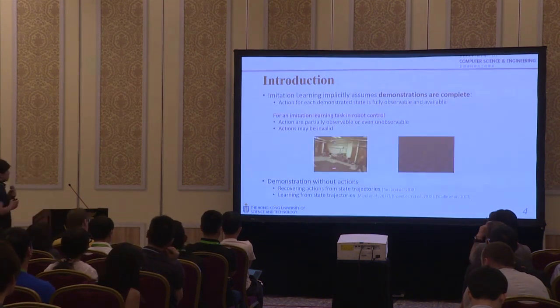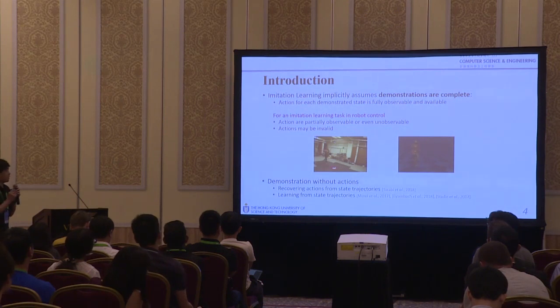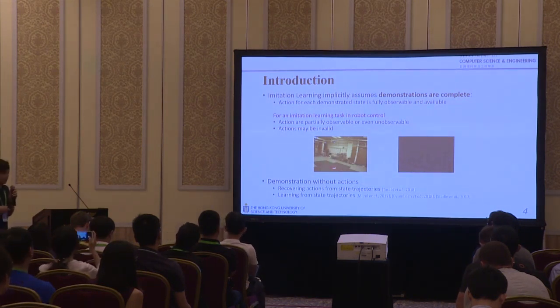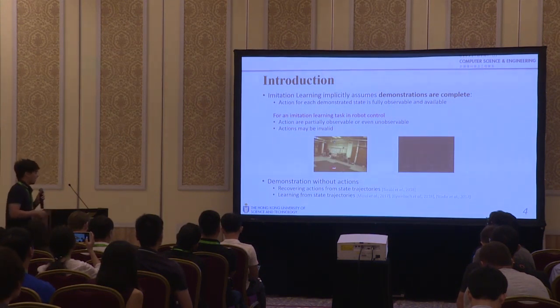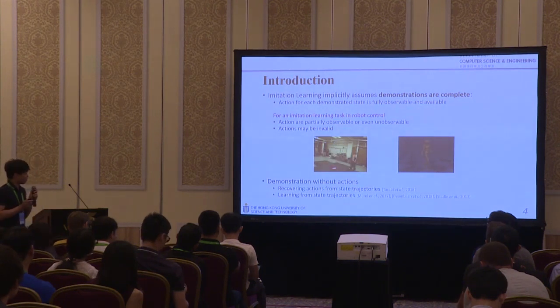But the problem is, in imitation learning, almost every demonstration is assumed to be in the form of state-action pairs. That means the action for each demonstration state is fully observable and available. But actually, this assumption does not hold for robot control. In robot control, the actions are partially observable or even unobservable.